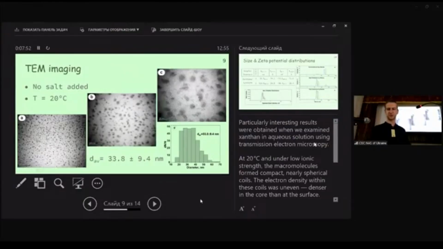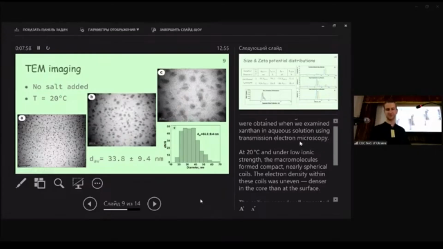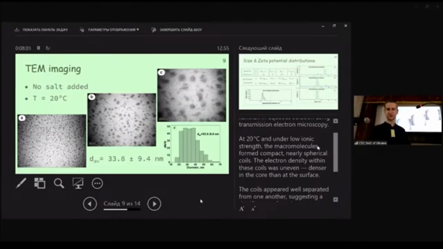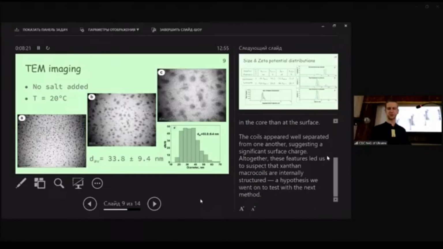Particularly interesting results were obtained when we examined xanthan in aqueous solutions using transmission electron microscopy. At 20 Celsius and under low ionic strength, the macromolecules formed compact, nearly spherical coils. The electron density within these coils was uneven, denser in the core than at the surface. The coils appeared well separated from one another, as we can see on all three images, suggesting a significant surface charge.